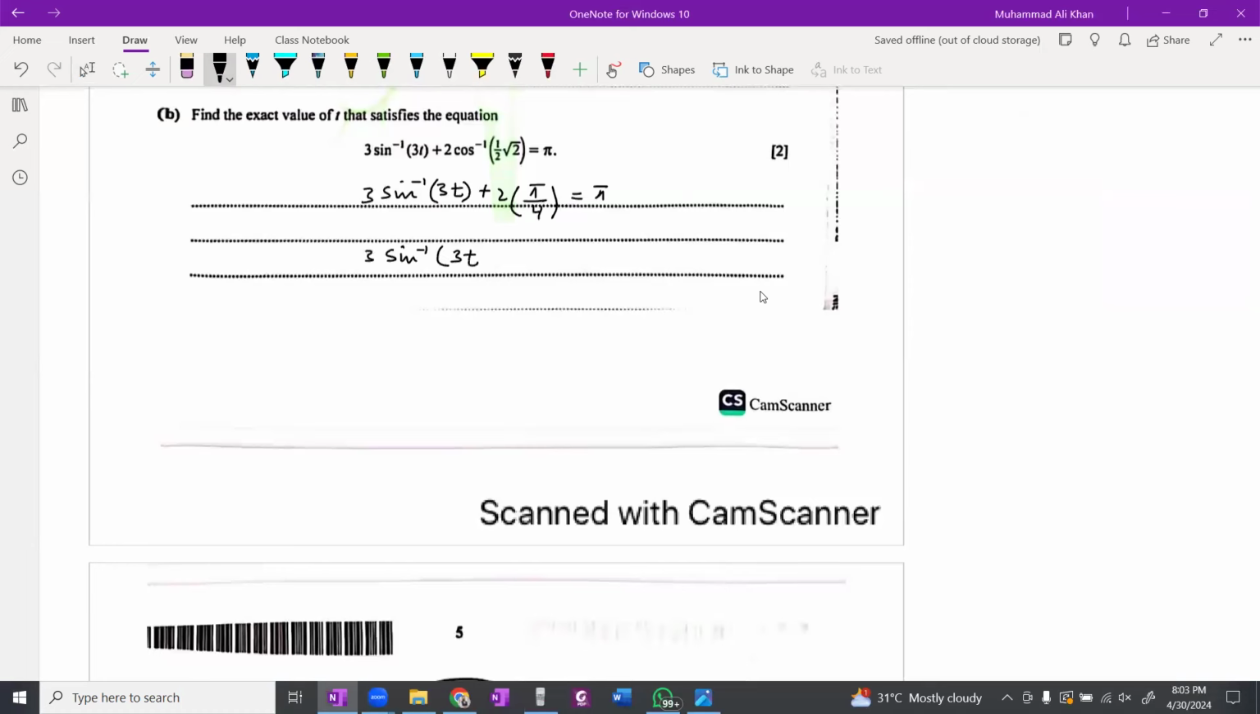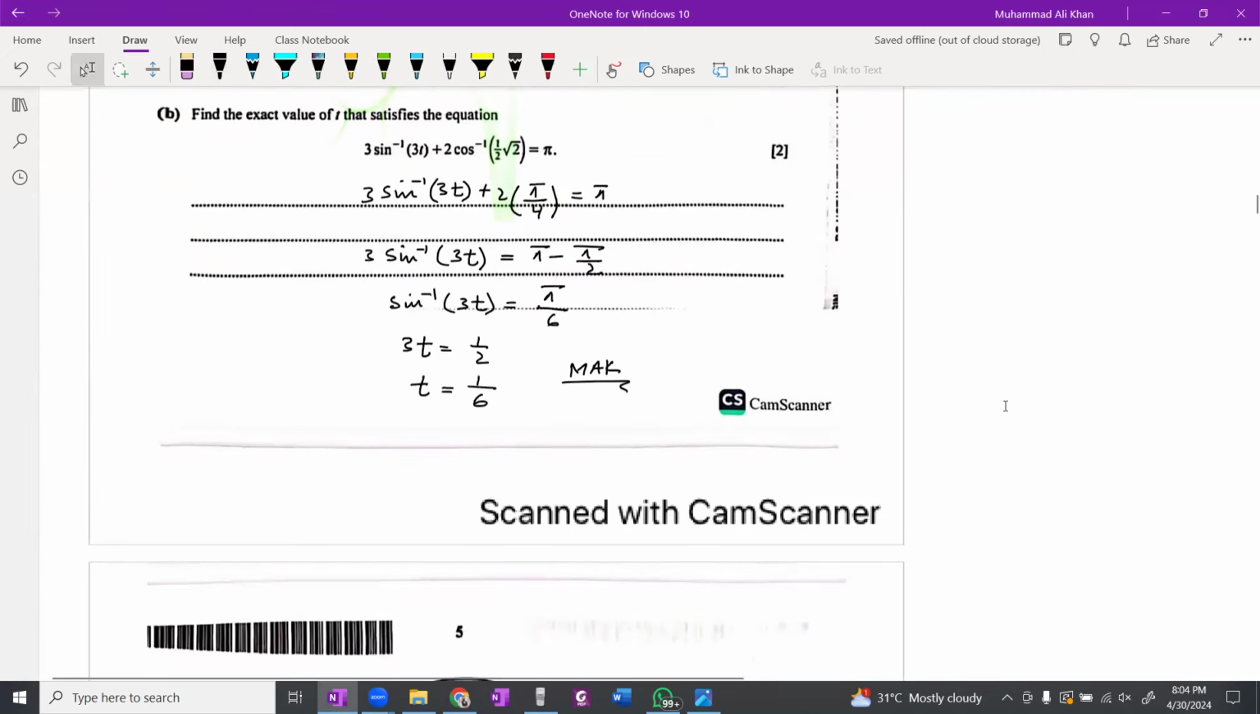So 3 sine inverse 3t equals π/2, and sine inverse 3t equals π/6. And 3t equals sine π/6, and sine π/6 is 1/2. So the value of t is 1/6. This is the final answer.